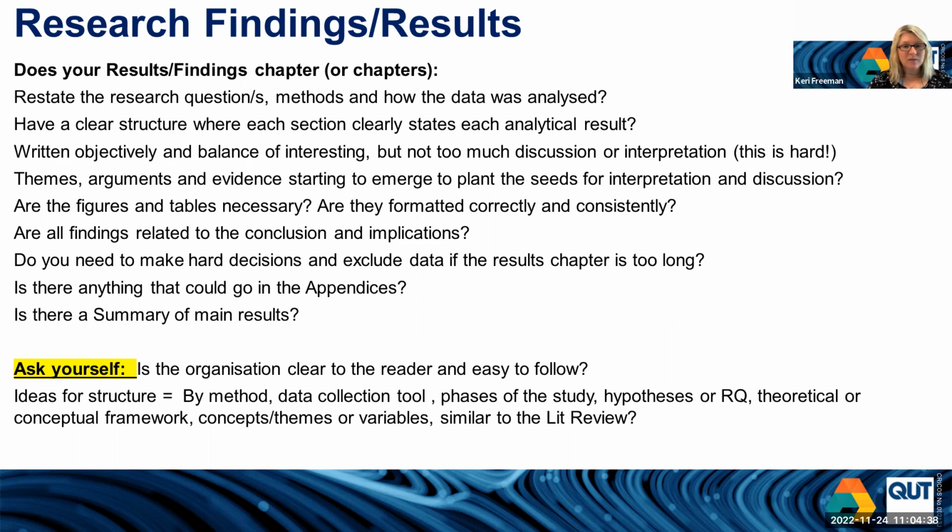If you've got figures and tables, are they formatted correctly? Are they useful for the reader? Double check that. Are all the findings related to what you'll ultimately have in your conclusion? If they're not related, then maybe they shouldn't be there. Do you need to exclude some things because it's too long? Could you put something in the appendices? So just when you're looking at this part of your thesis, is that really clear and easy for the reader to follow? So that's how you're structuring it. You will need feedback around that.